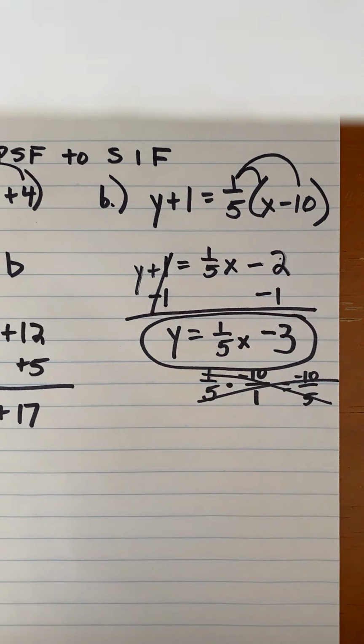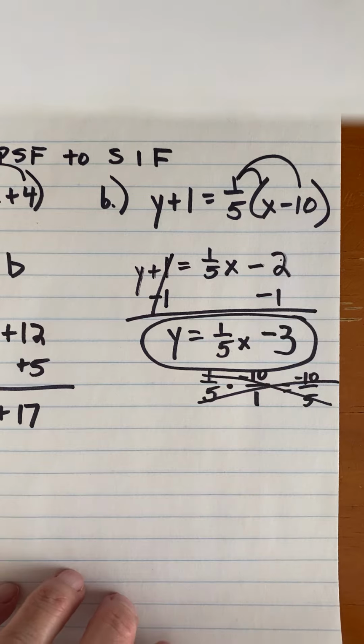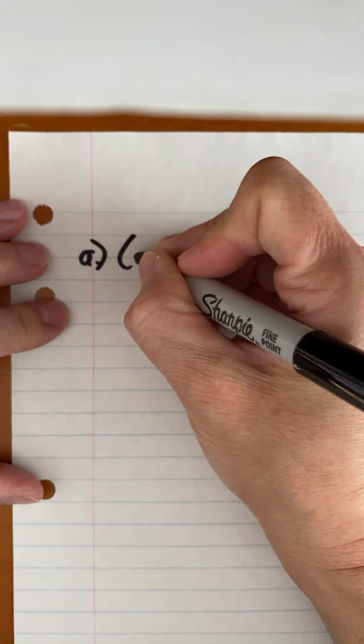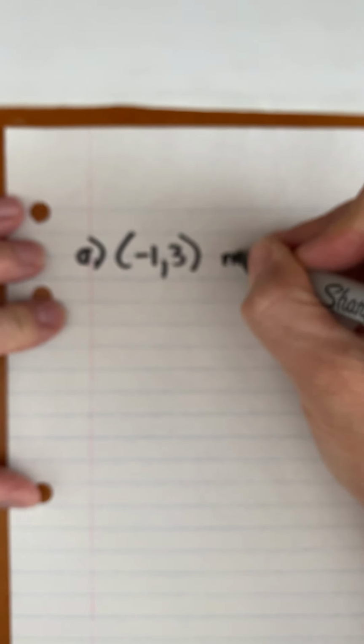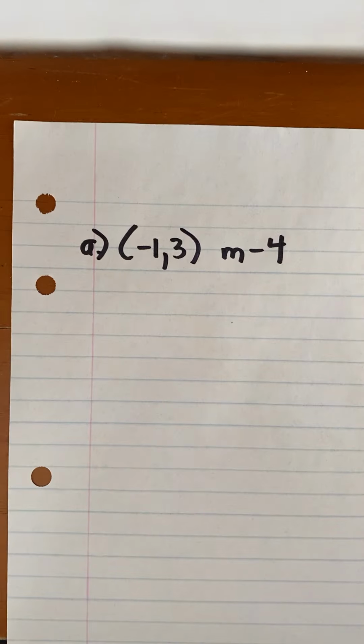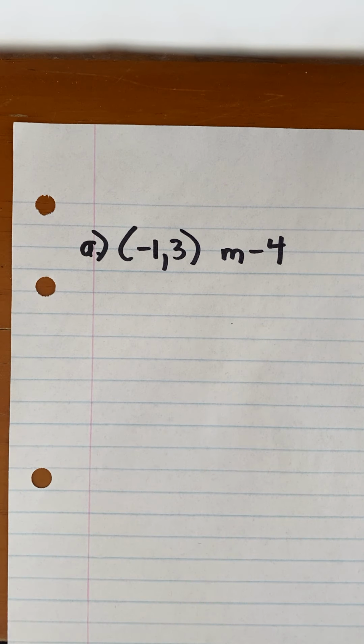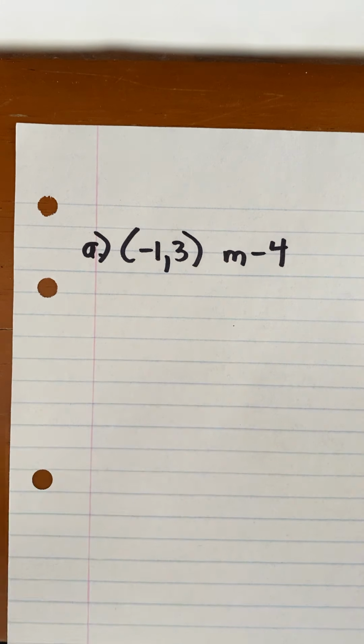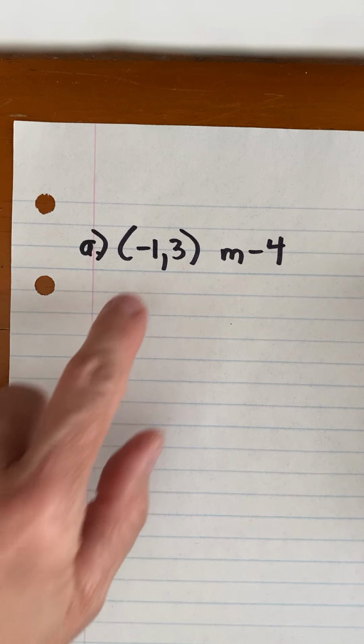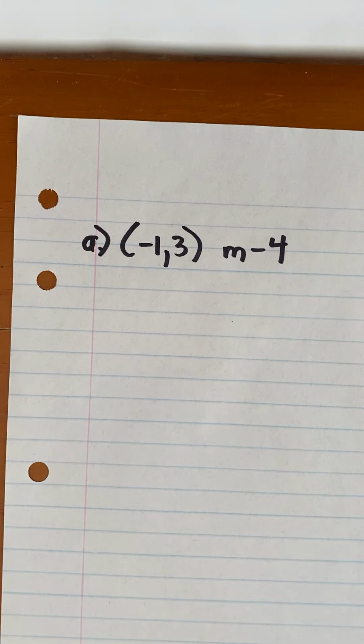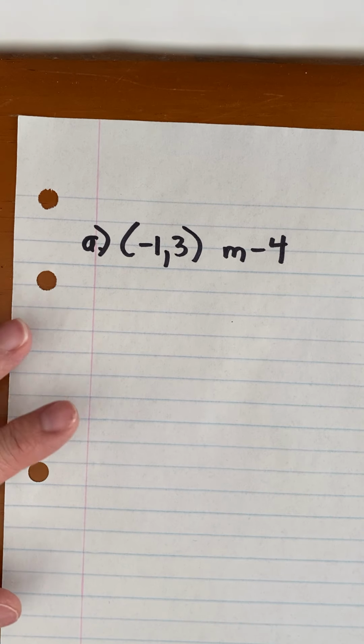Okay, so now let's turn to page 6. And they ask us, okay, they say here, you have a point, you have a slope, and they want you to put this into slope intercept form. But if I'm given a point and a slope, do I go directly into slope intercept, or should I go into point slope form? Obviously, given a point and a slope, you go into point slope form.